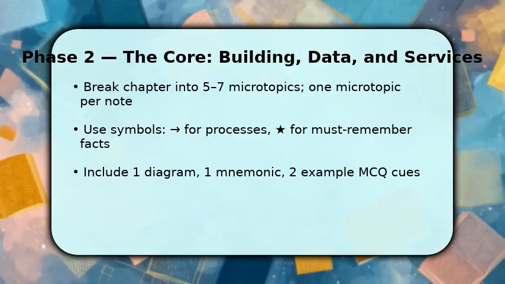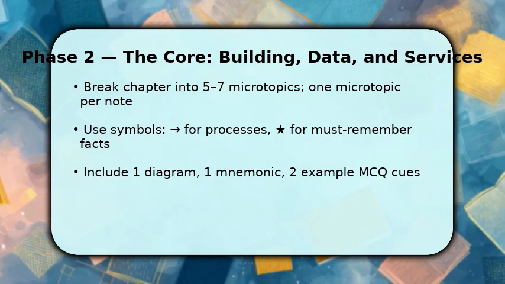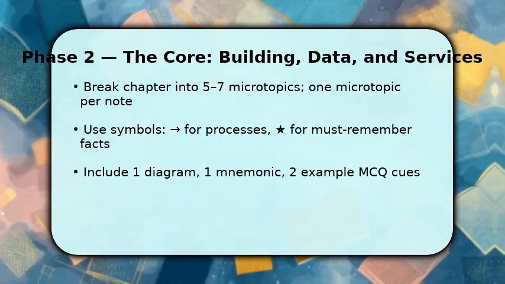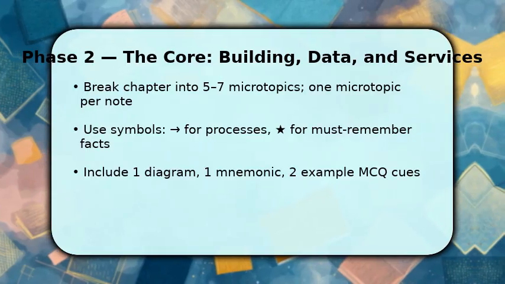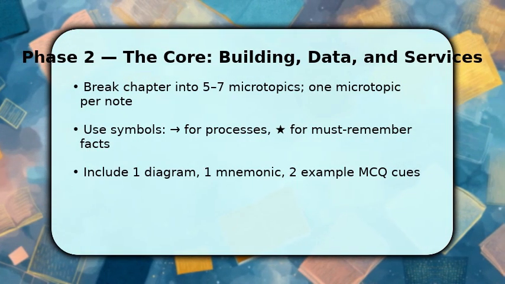Once you have headings, compress content. Reduce paragraphs into 3-6 bullet ideas that capture cause, effect, and key numbers. Use symbols such as arrow for sequences and star for high-yield facts. That visual shorthand saves time.